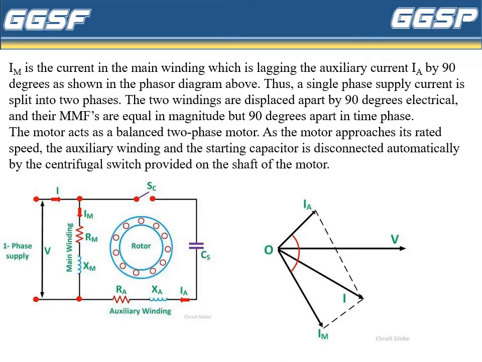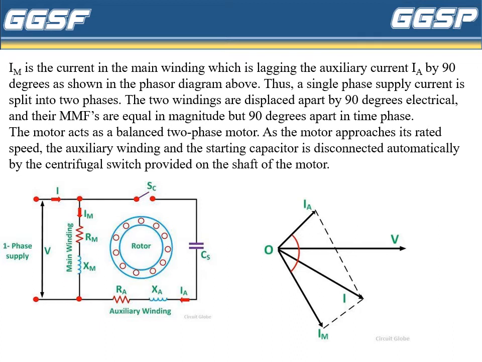In this phasor diagram, IM is the current in the main winding, which is lagging the auxiliary current IA by 90 degrees. Thus, a single phase supply current is split into two phases. The two windings are displaced apart by 90 degrees and their MMFs are equal in magnitude but 90 degrees apart in time phase. The motor acts as a balanced two-phase motor.